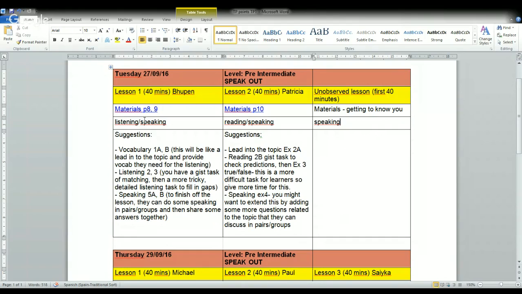So here, this is your aims. You're going to have usually 2 aims in every lesson. A skills one, like reading, speaking, listening, writing. And sometimes there's a language aim in there. And then I'll put here suggestions, and I'll tell you what exercises to do. For example, here I've said vocabulary 1A and B. And then I will give you maybe a little tip or advice or something to remember. This is just so that you have an idea of how things fit together.